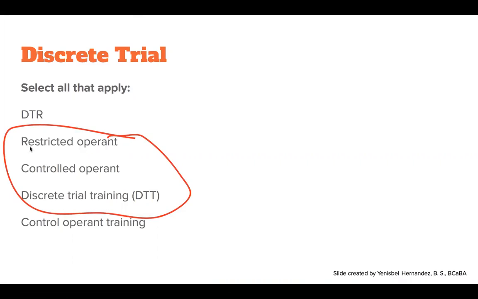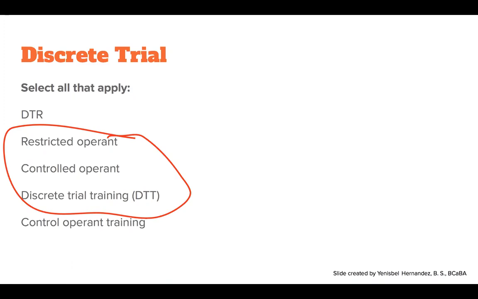I think this one's hard. Controlled operant and DT. Restricted operant, controlled operant, restricted. So they're all basically controlling and restricting the operant, right? Think about it that way.